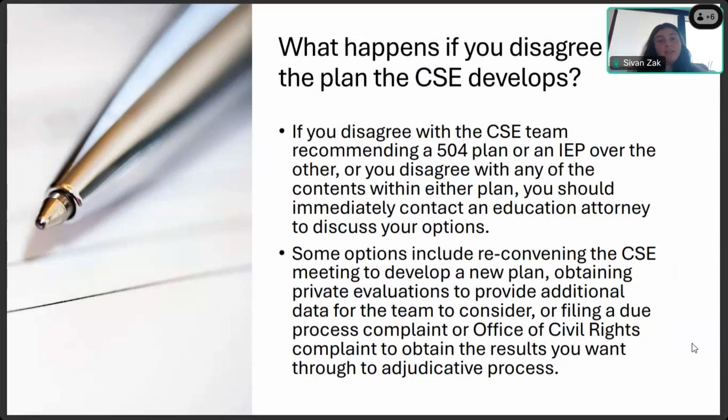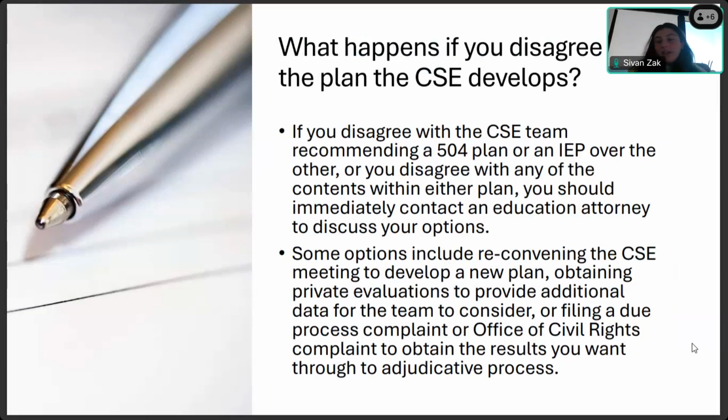So we always recommend that the first thing you do is contact an education attorney, even if just to give you some advice. It's really crucial that you do so because there are a lot of things that you have to do in a very timely manner. They have to happen quickly. If you miss the deadline, your whole case could be thrown out and you don't want that to happen. So, some options can include reconvening the CSE meeting, so you can request that the meeting take place again, and sit with new information or just express your disagreement to the CSE.